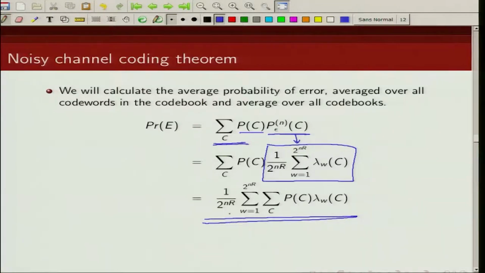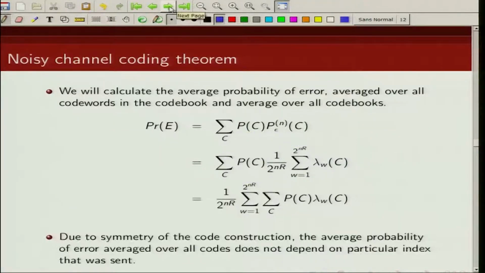Now, please note that this term does not depend on the index W. Why? Because of the way we are constructing our code, due to symmetry of the code construction, the average probability of error, averaged over all possible codes, is not a function of a particular index.